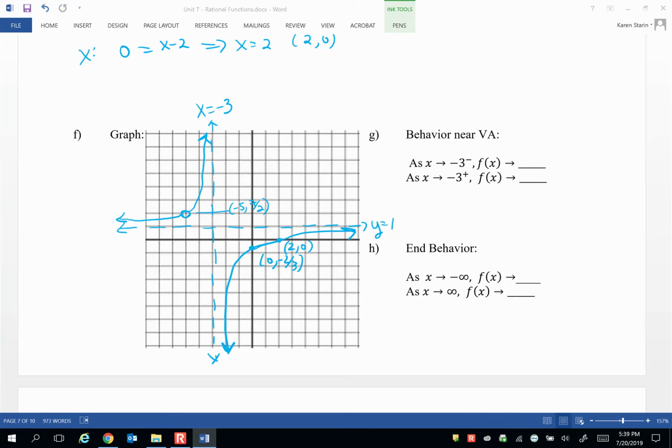So now let's read the end behavior. As x approaches negative 3 from the left, f of x approaches positive infinity. As x approaches negative 3 from the right, f of x approaches negative infinity. And for the end behavior, as x goes to both negative infinity and positive infinity, f of x approaches 1. On the right, it approaches 1 from below y equals 1, and on the left, it approaches 1 from above y equals 1.